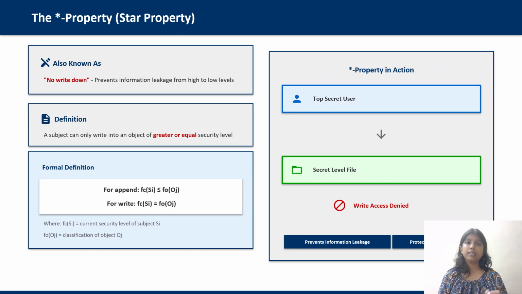But here, in the star property, it is different. When the top secret user is accessing a secret level file, the write access is denied. This prevents information leakage and protects the data.